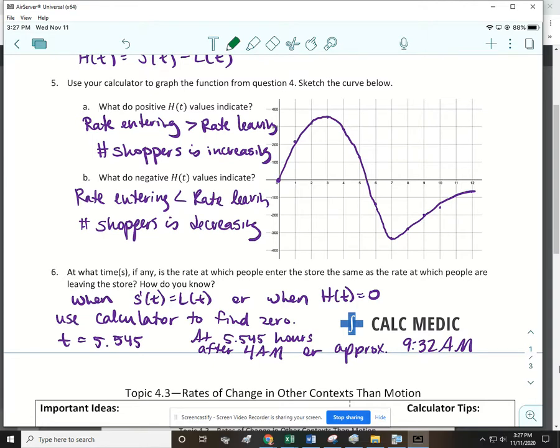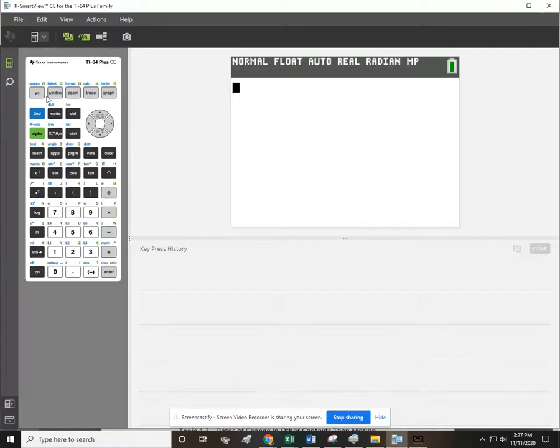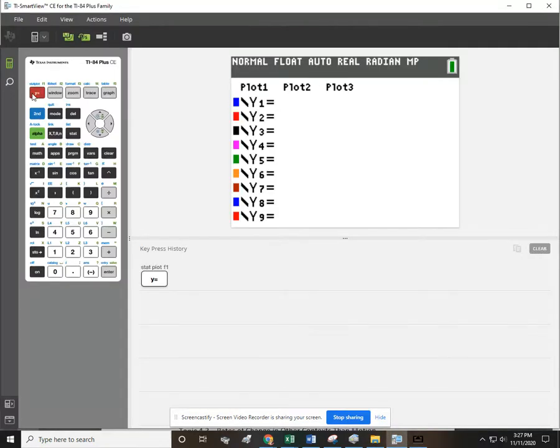And then for 6, at what time, if any, is the rate at which people enter the store the same as the rate at which people exit the store? So I want to put this in the calculator and show you all. And I'm going to tell you a good way to do these rate in, rate out problems, which is to type rate in into Y1.